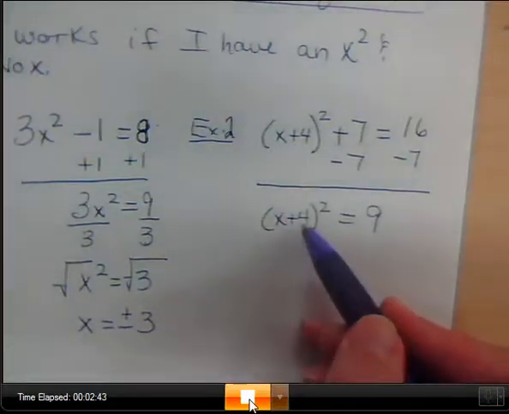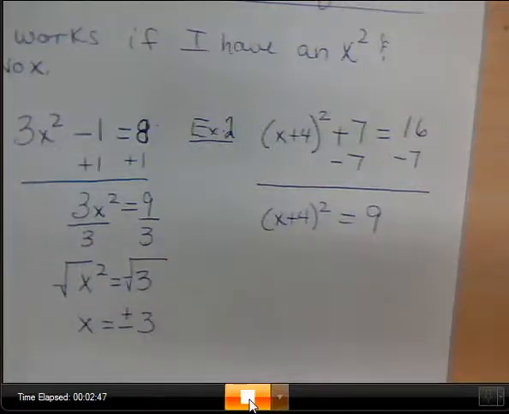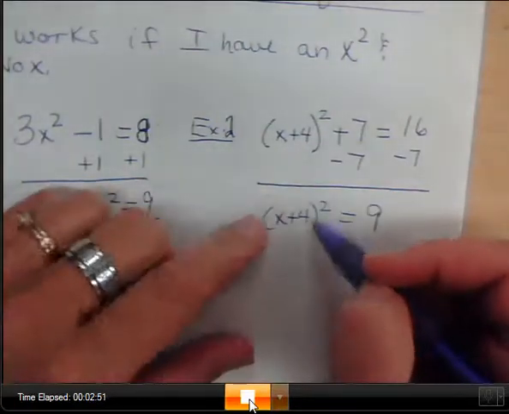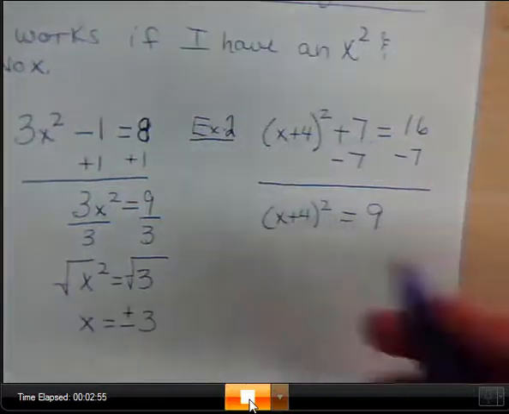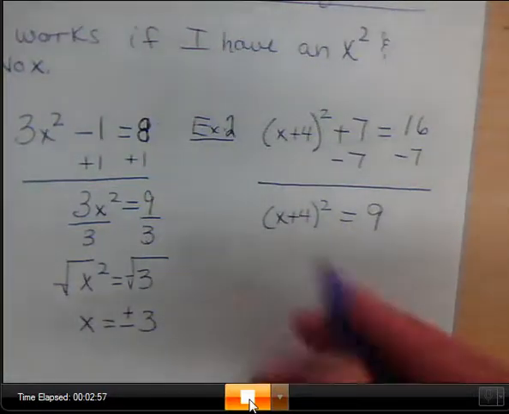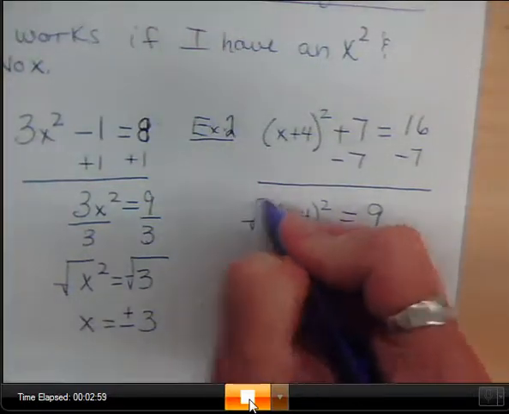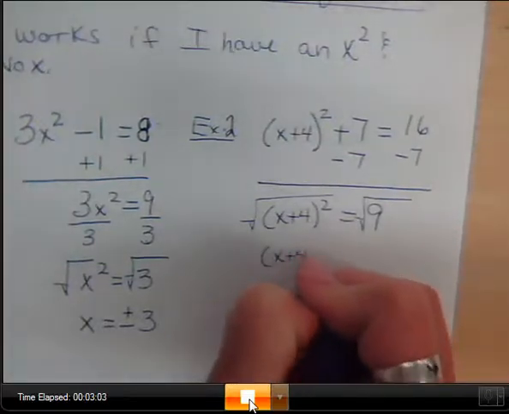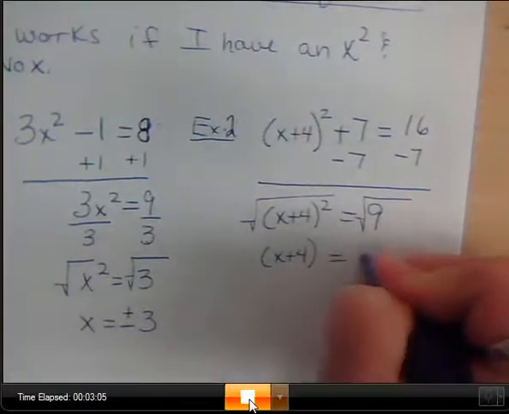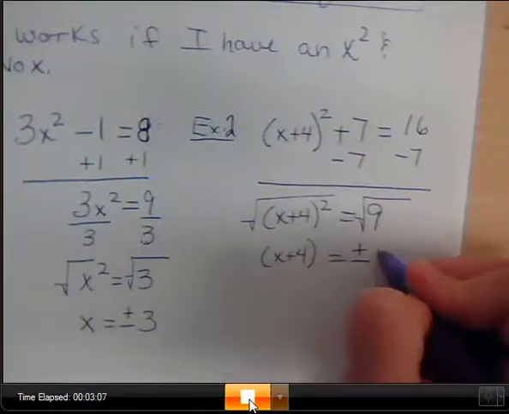Now, we can't rip that 4 out of the parentheses. It'd be like having a package and sticking your hand through the package and ripping out the power cord. It is a package deal. We have to unwrap the package before we can pull the parts out. So to get rid of that square, we are going to square root both sides. And so we end up with x plus 4 equals positive and negative the square root of 9.